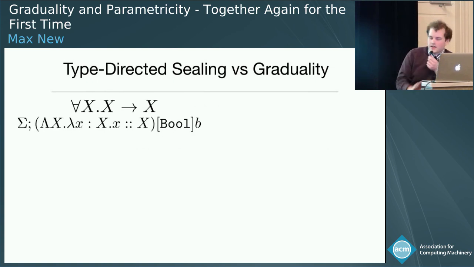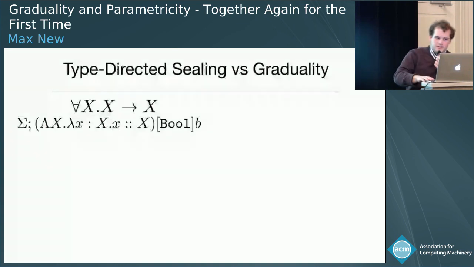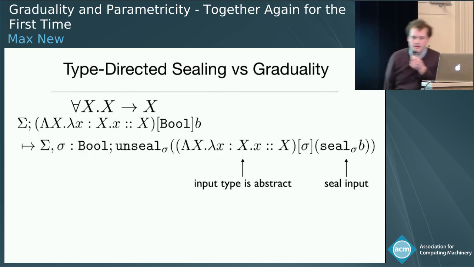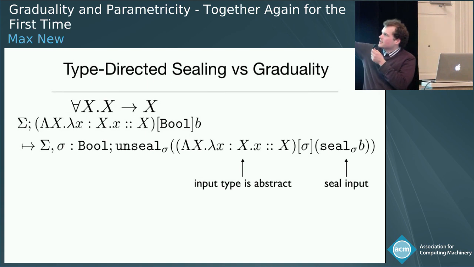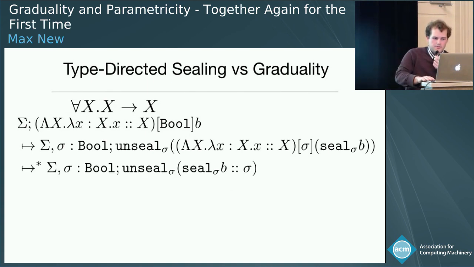But if we run it, the one on the left here, it has this annotation of x, and it just runs as an identity function. So we take a step, and because the input type is abstract, we're going to seal the input. And then because the output type is abstract, we'll also unseal the output. And then this reduces to unsealing a sealed value, which returns the value, just like an identity function.